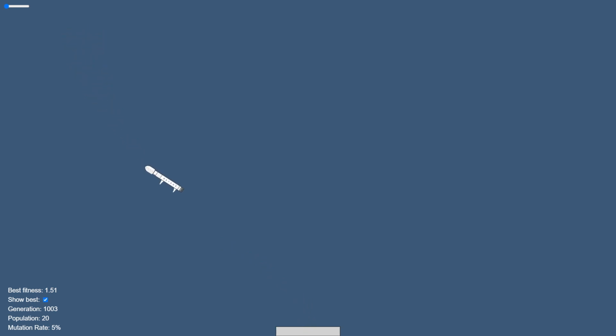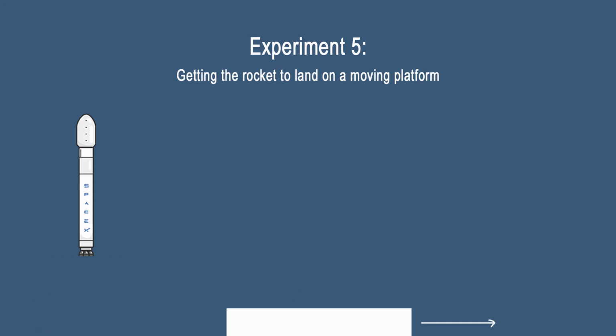There's me thinking it would take 10 generations to figure it out. I was only 990 shy. Next I want to test with the platform moving to see if the rocket can match its x velocity to the platform's x velocity.